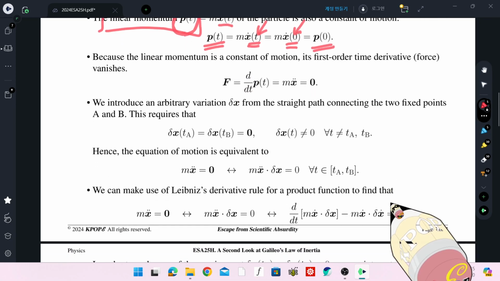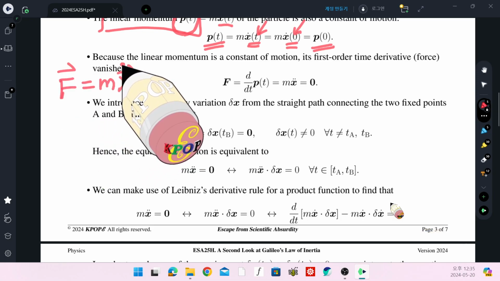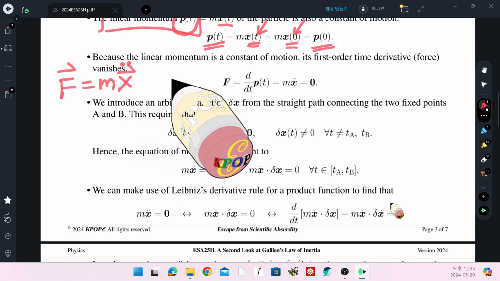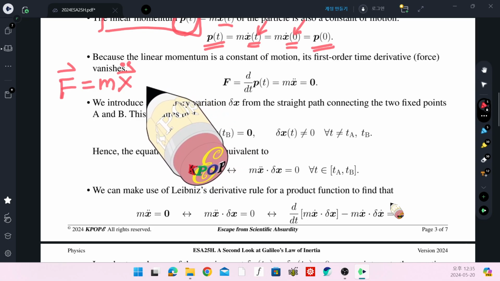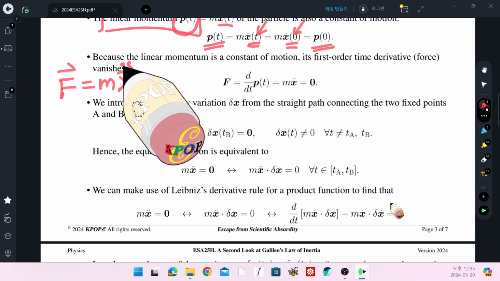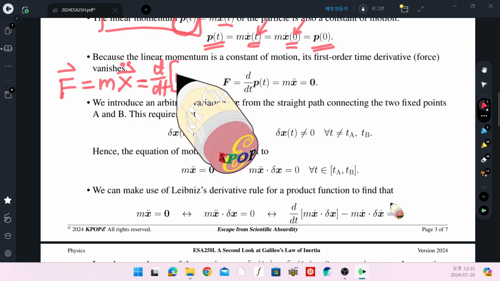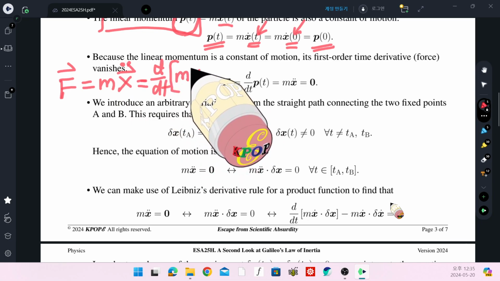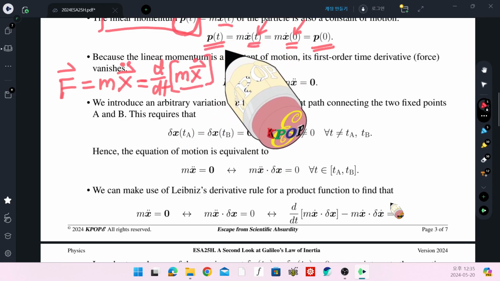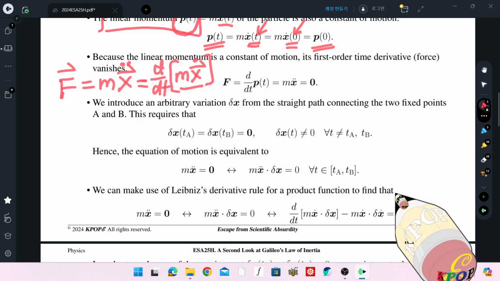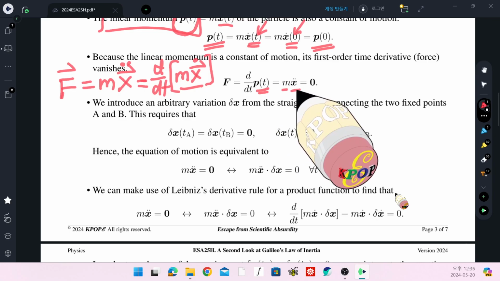We recall that the force is mass times acceleration, the double time derivative, and mass is independent of time in Newtonian classical mechanics. I can pull this first order derivative out. Then I find it is the first order derivative of a product, mass times velocity. This is the linear momentum we just defined. So the time derivative of the linear momentum is nothing but mass times acceleration.